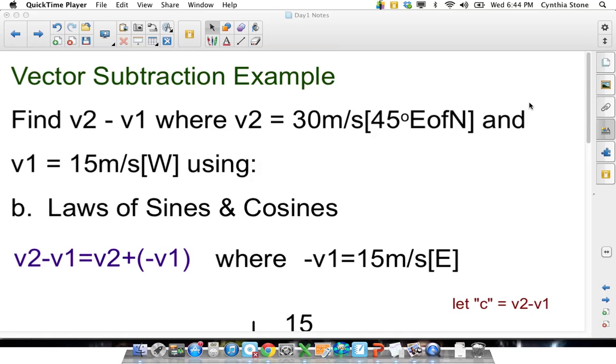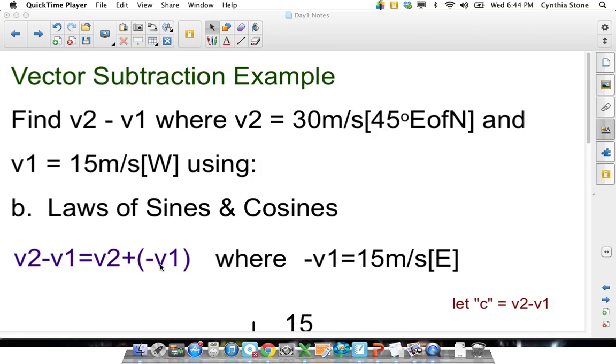Subtraction using sines and cosines. So here we are with the same example we did earlier with x and y components, this time using sines and cosines. Same numbers: 30 meters per second, 45 degrees east of north is my final velocity. My initial velocity is 15 meters per second west.